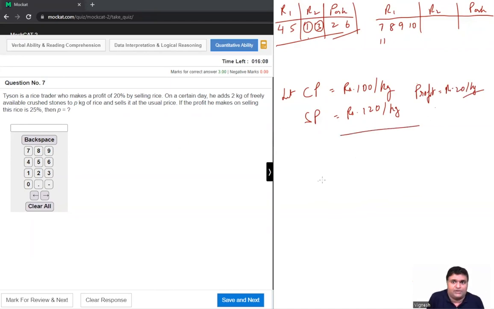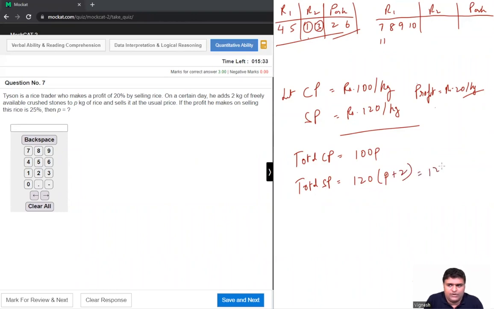Tell me what will be the equation right now. How much has he purchased, total CP? P kg of rice, so 100 into P. What is the overall SP? He sells at the same usual price, 120 rupees a kg, but for P plus 2 kgs, since 2 kg extra. That comes to 120p plus 240.